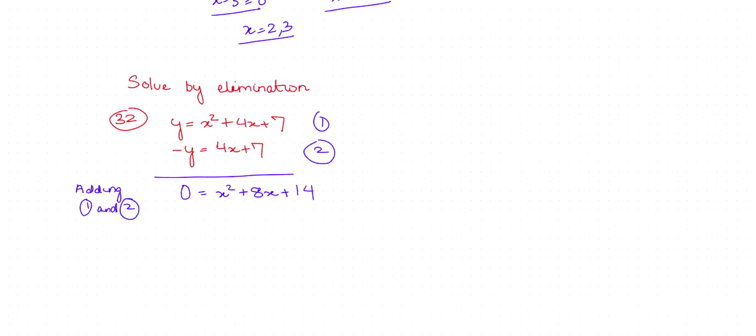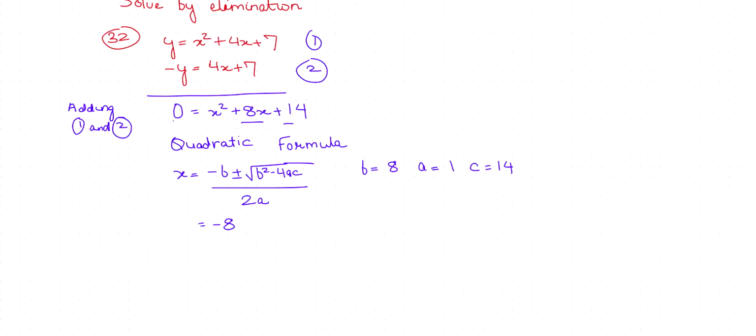So we see that when we add 1 and 2, y minus y becomes 0, and x squared, 4x plus 4x is 8x plus 14. Now we cannot find the factors of 14 which can add or subtract to give 8. So let's use the quadratic formula. So this is the quadratic formula here, and we see that B is 8, A is 1, and C is 14. So let's substitute the values.